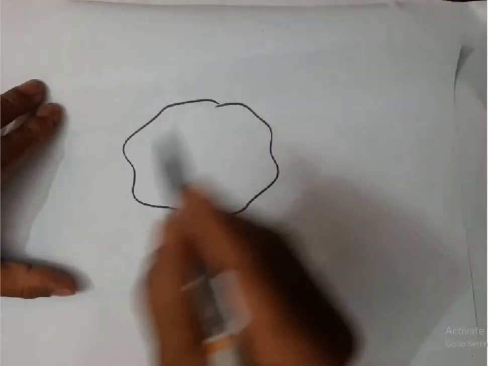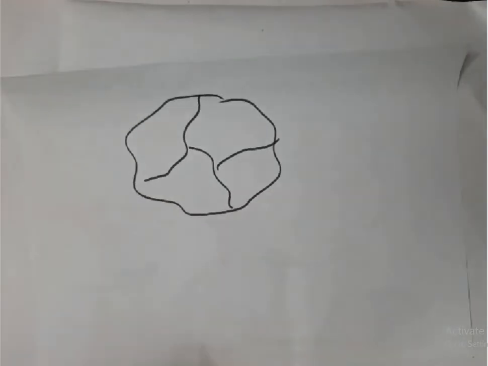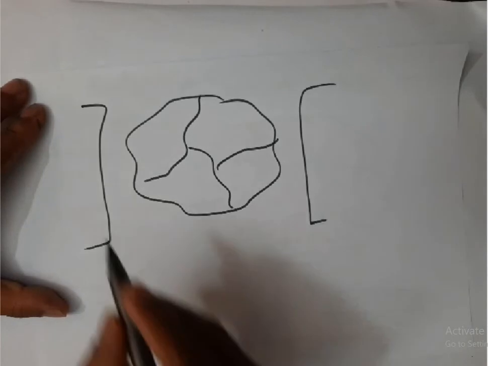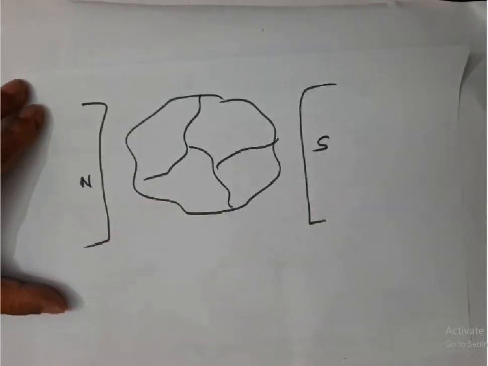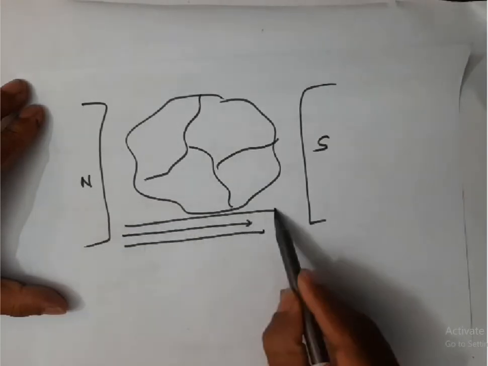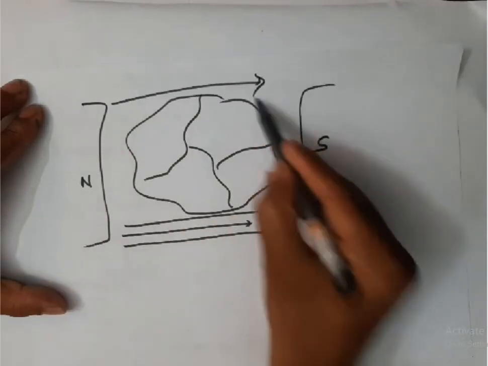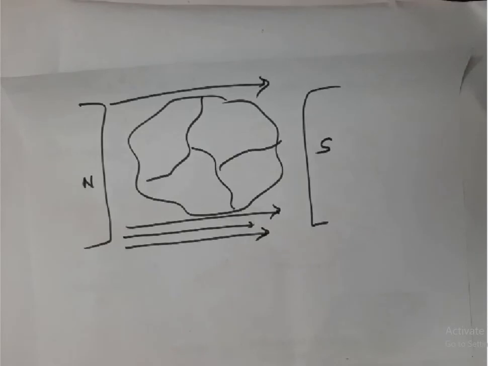Assume that I am taking the same solid and I am showing some domains. Now we are keeping the solid in a magnetic field. Say this is the north pole and this is the south pole. And you know very well there are magnetic lines of force passing from north pole to south pole. I'm just showing like this, magnetic lines of force passing like this.